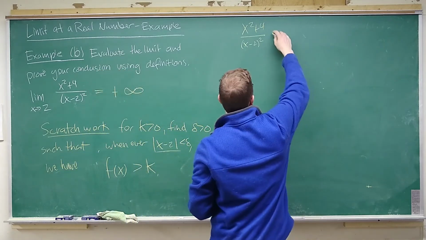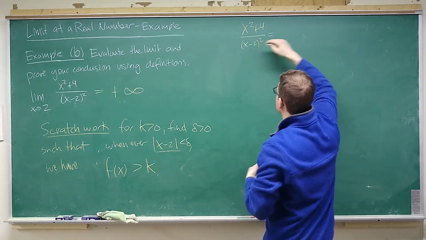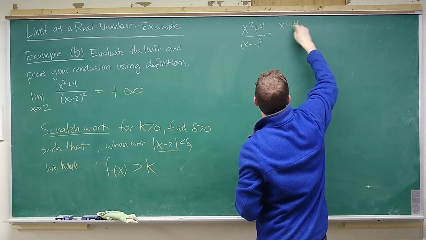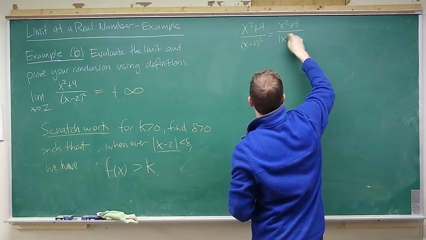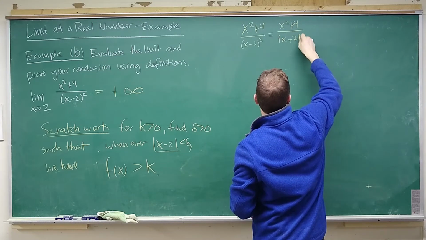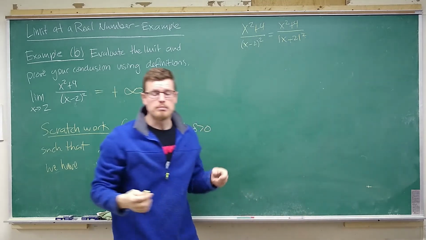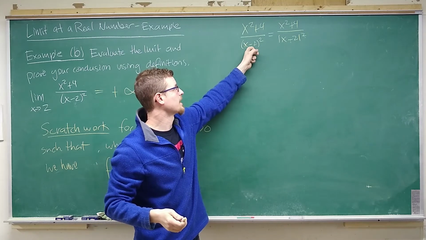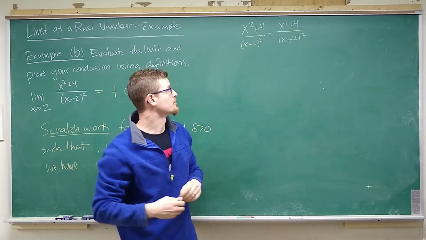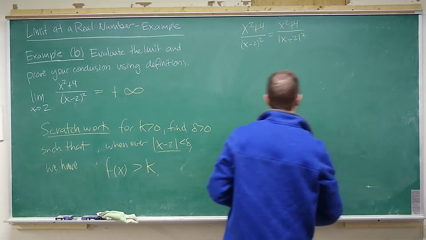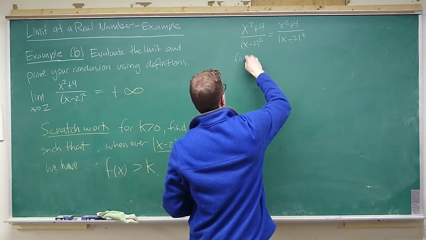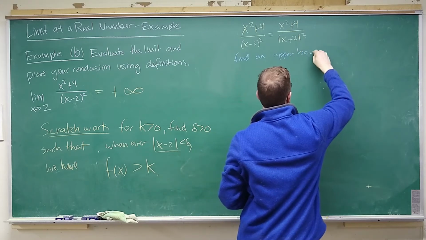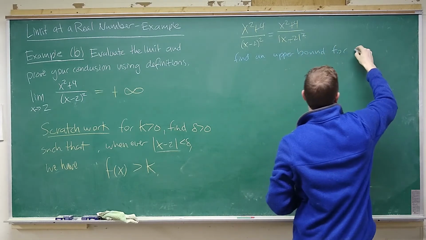So the first thing to notice is that I can actually just replace this with the absolute value. So I have x squared plus 4 divided by the absolute value of x minus 2, squared. Excellent, because when I square a value, it's going to be positive. So it doesn't matter what this looked like, it's going to be positive. Those denominators are equal. And then I also want to find an upper bound for the numerator.